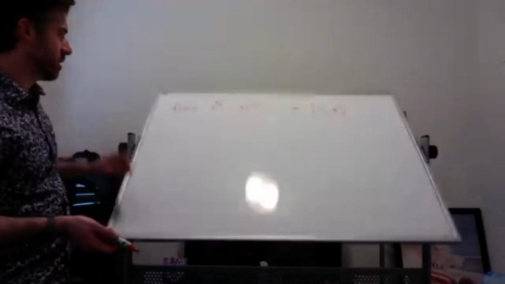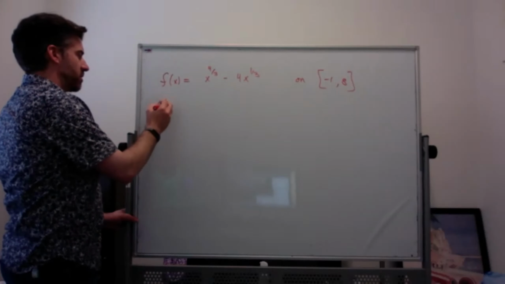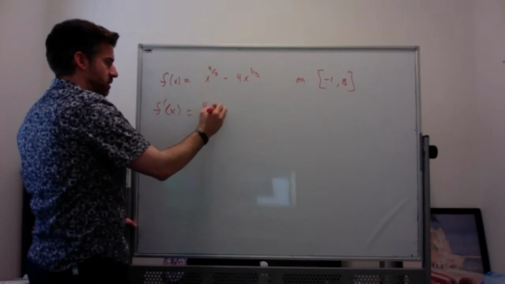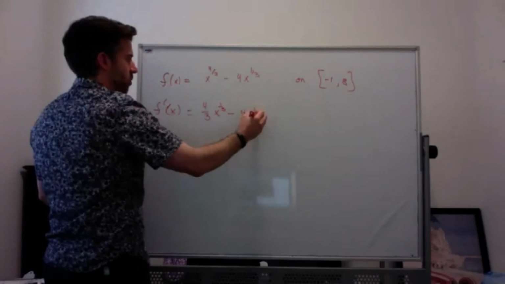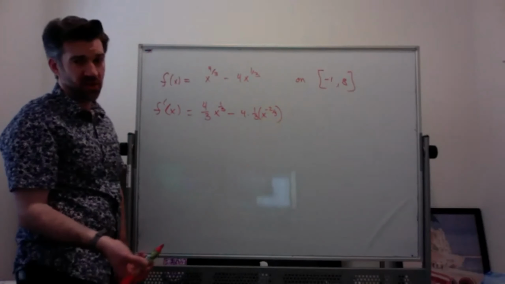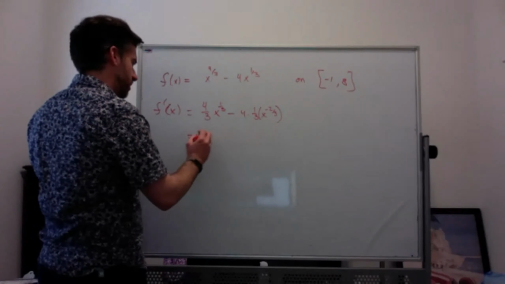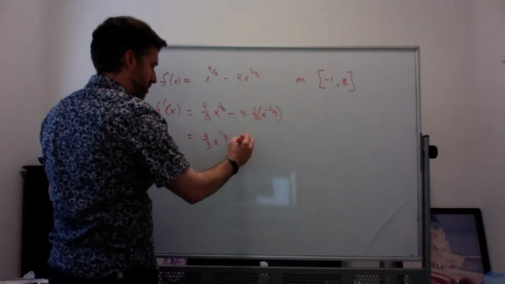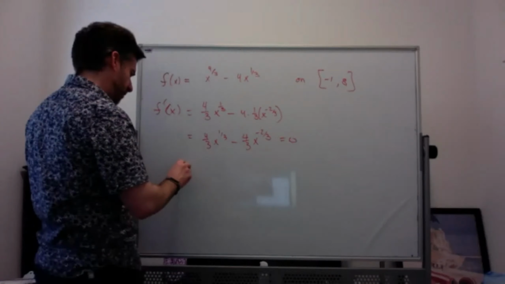So let's look at this next one, which is a little bit tricky, but it's fine. So let's find the critical values. I'm going to take my derivative, and I'm going to use the power rule. It's 4/3 times x to the 1/3 minus 4 times 1/3 times x to the -2/3. Before I can solve this, I really need to factor. So I've got 4/3 times x to the 1/3 minus 4/3 times x to the negative 2/3. I'm definitely going to factor out a 4/3.